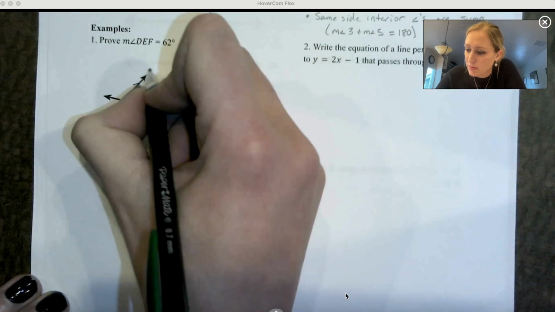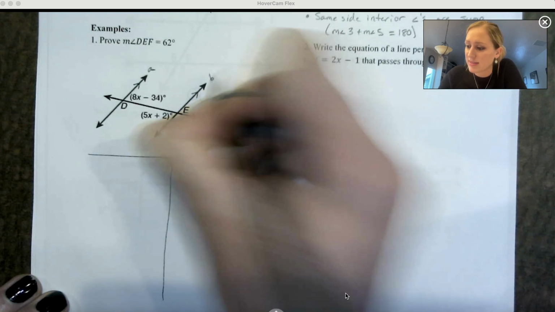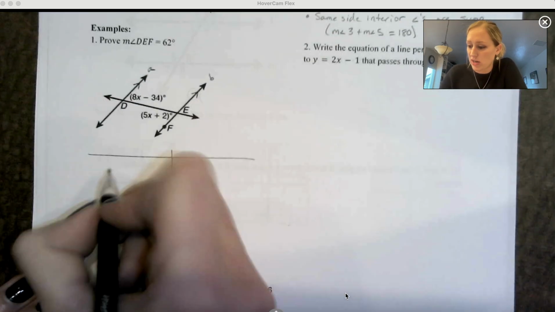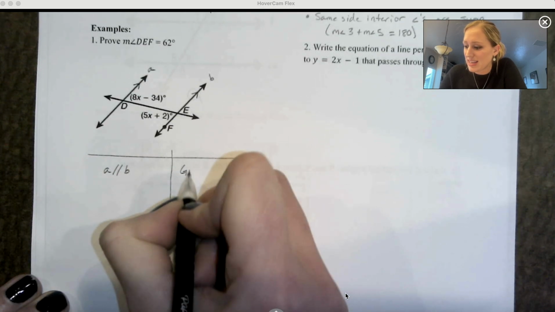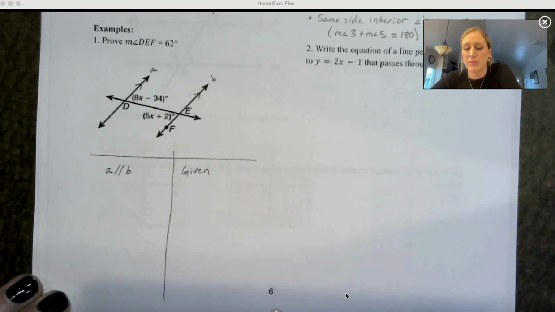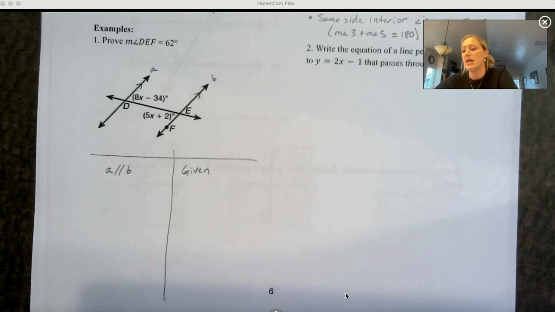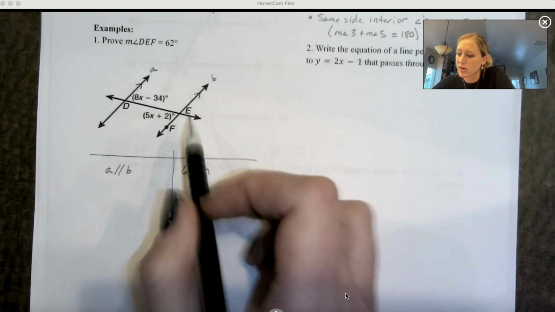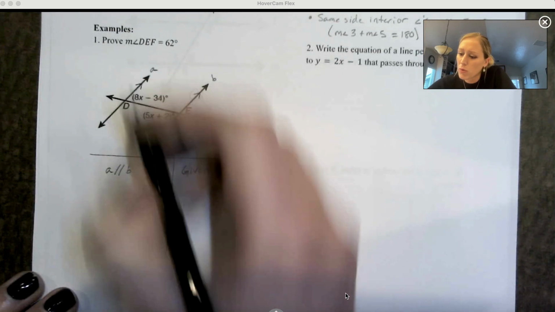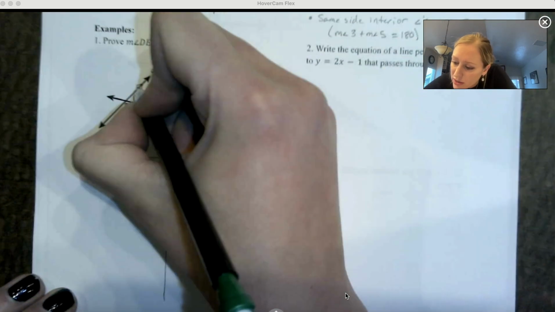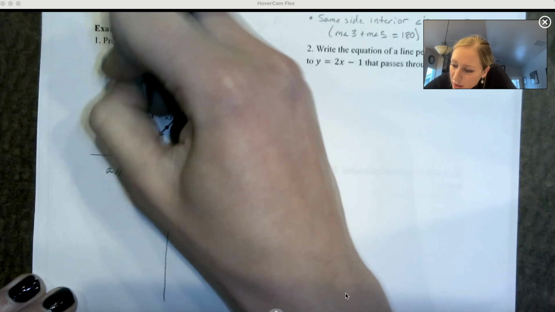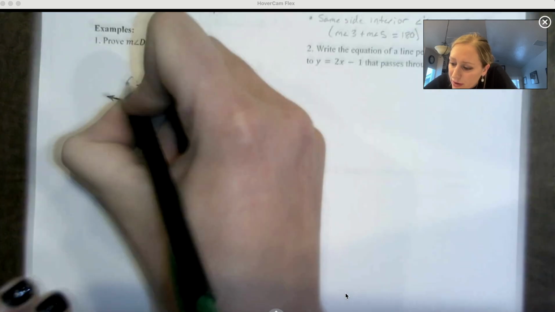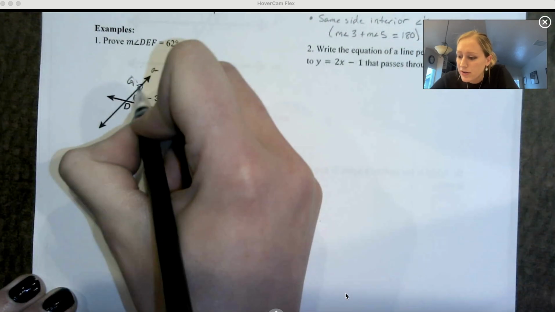I'm going to actually add some labels here. I'm going to label those lines A and B, just so I can talk about them in the proof. So I'm going to say A is parallel to B, and that's given because of those arrow markings in the picture. Next, we know something about these two angles, and I'm going to add one more letter up here. Let's add a G so I can talk about that angle. So I'm adding a point up above.